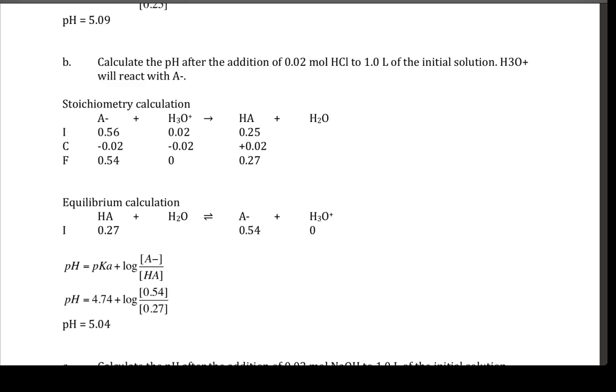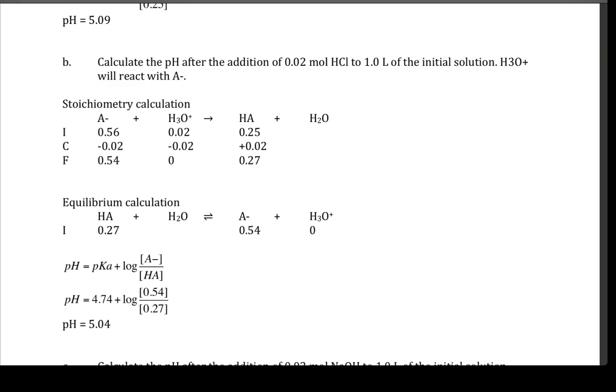It is negative for the two reactants that are getting used and positive for the one that's forming the product. So when that reaction is complete, we have 0.54 molar A minus, 0 molar H3O+, and 0.27 molar HA. Now is when we go to the equilibrium calculation and we use the Henderson-Hasselbalch equation. So we need only write down the initial line of our ICE table.